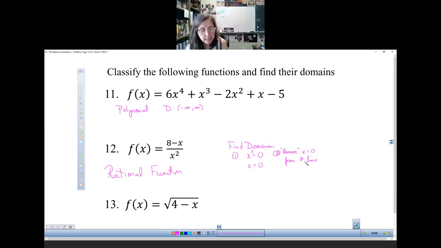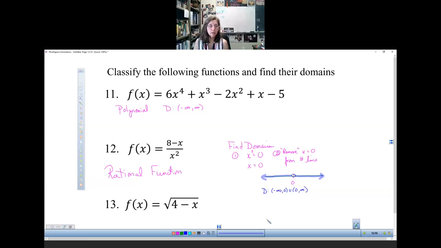And so what that means to me is that I draw a number line and I put 0 on it and say, okay, I have to remove that number. So I'm going to put a big open circle here, and I'm going to shade everything to the left and everything to the right. And in terms of my domain, how I write this is I say negative infinity to 0, union, don't forget your union, 0 to positive infinity. And that's what my domain looks like.